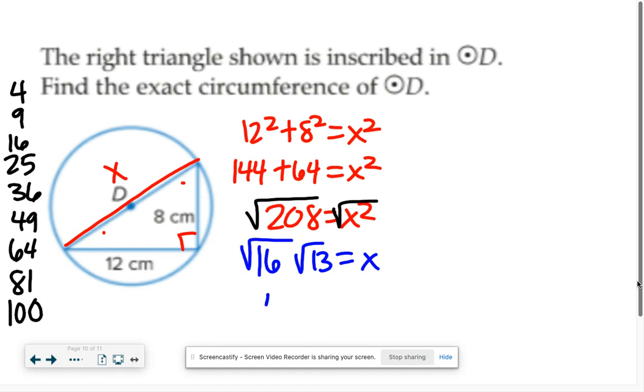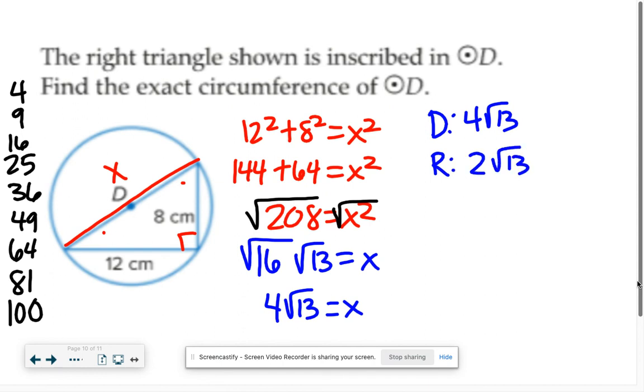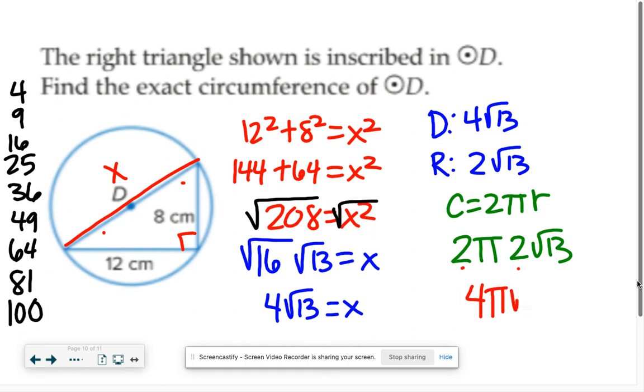And we know the square root of 16 is 4, so the square root of 208 is 4 root 13. Okay, so that's our diameter. So our diameter equals 4 root 13, which means our radius is 2 root 13. Plug into our circumference. So 2 pi, our radius of 2 root 13. Now again, they want the exact answer. So 2 times 2 is 4 pi root 13. Do we have units? Centimeters. And that's it.